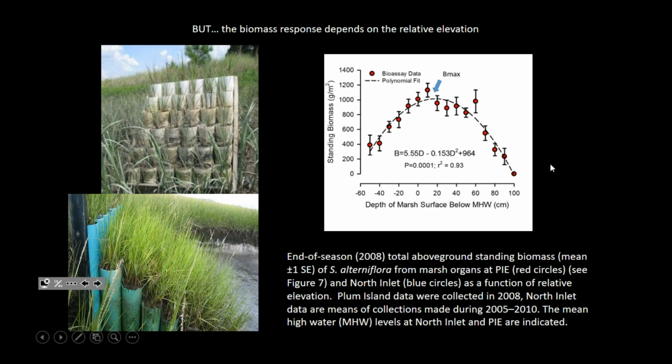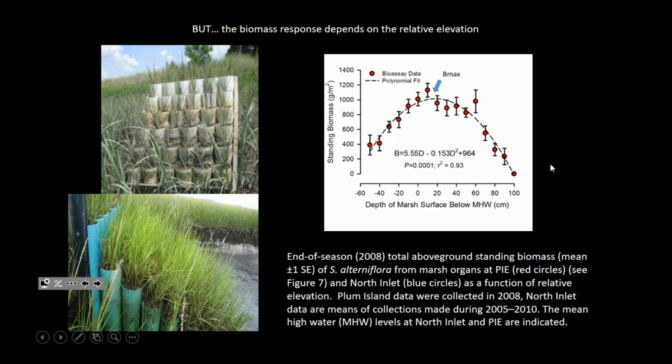This is my invention. People call it a marsh organ because it looks like a pipe organ. These are just PVC pipes filled with sediment and planted. After some time, we harvest the plants and measure the biomass. This is the standing biomass as a function of their depth below mean high water. And that's what we get.